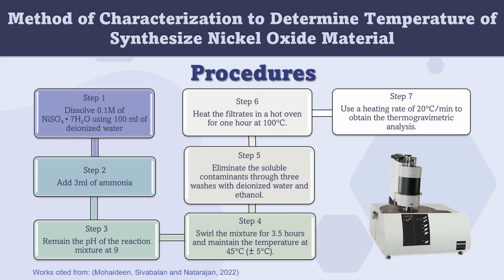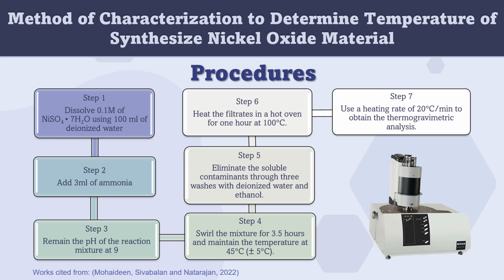In a reaction mixture, dissolve 0.1 mol of NiSO4·7H2O using 100 ml of deionized water. Then, add 3 ml of ammonia. Throughout the procedure, maintain the reaction mixture's pH at 9. Stir the resulting mixture for 3.5 hours while maintaining the temperature at 45 degrees Celsius. After that, eliminate the soluble contaminants through 3 washes with deionized water and ethanol. Heat the filtrates in a hot oven for 1 hour at 100 degrees Celsius.